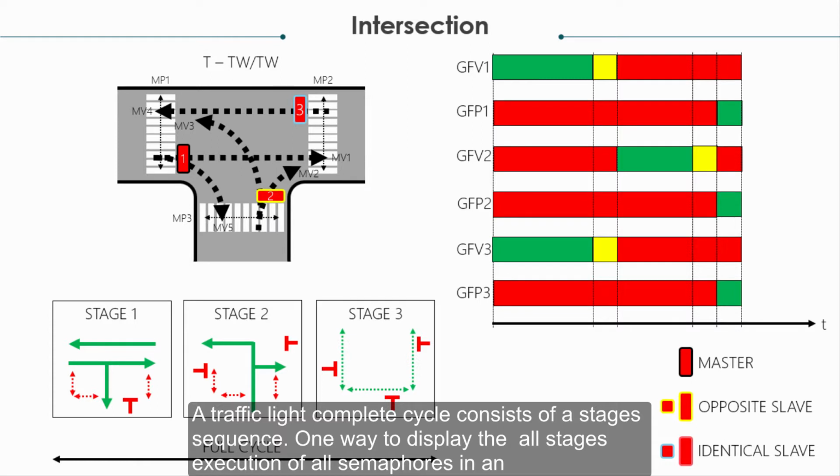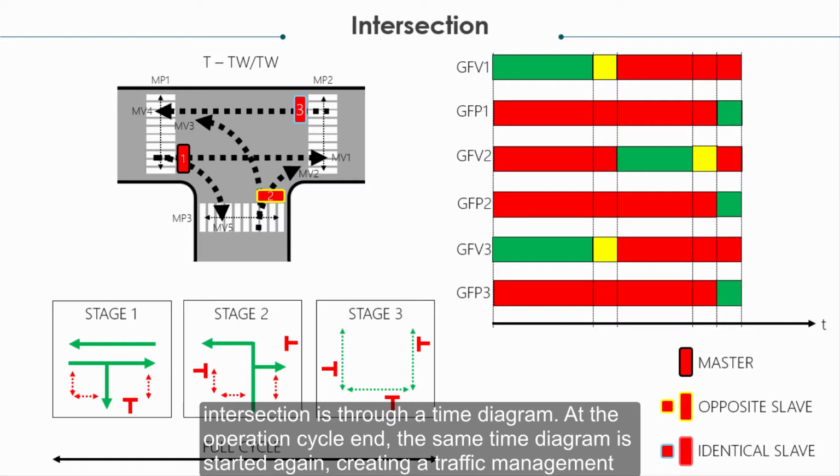A traffic light complete cycle consists of a stage sequence. One way to display all stages of execution of all semaphores in an intersection is through a time diagram. At the operation cycle end, the same time diagram is started again, creating a traffic management plan.